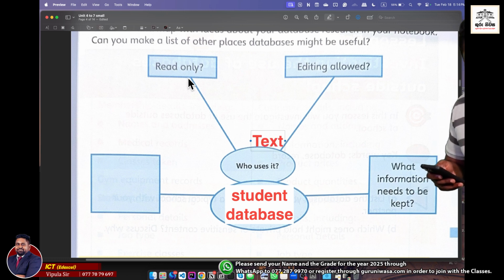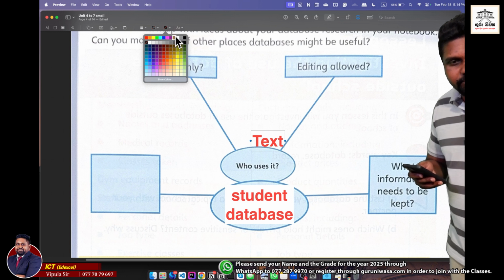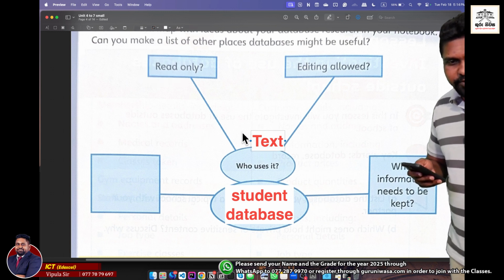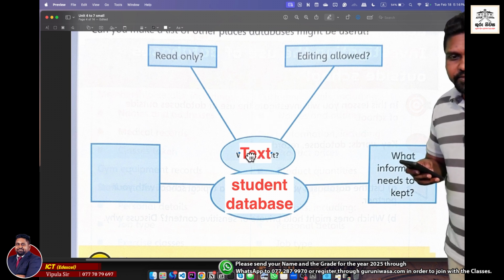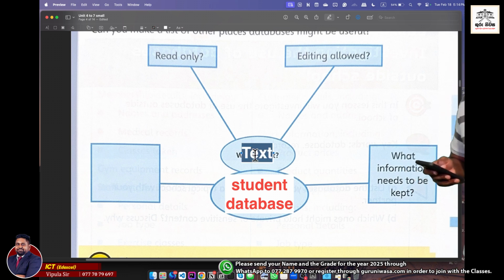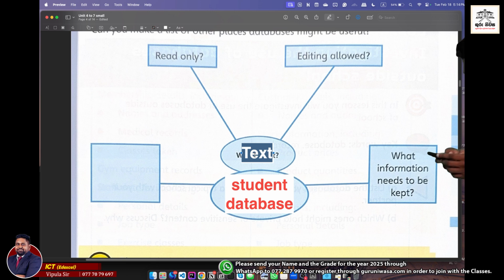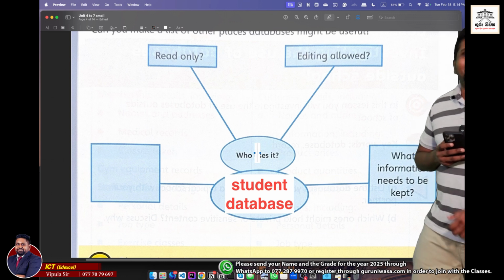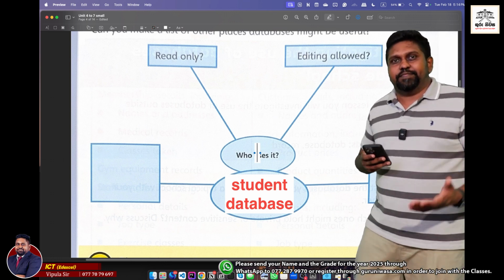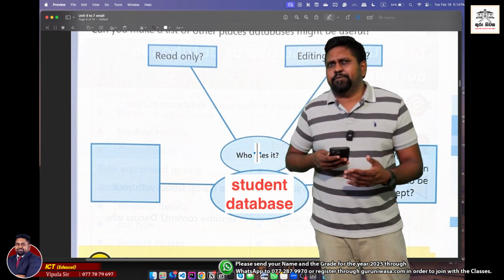Teachers, not exactly, because teachers will use it, yes, but the whole student database is not required by the teachers, right? What do you think? Teachers don't need access to the whole database, do they? Now let's say the whole database of students, do you think teachers need access to it?